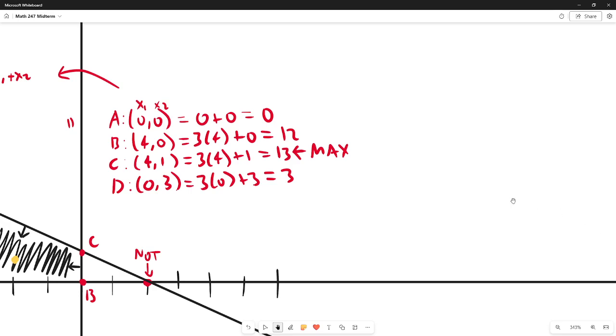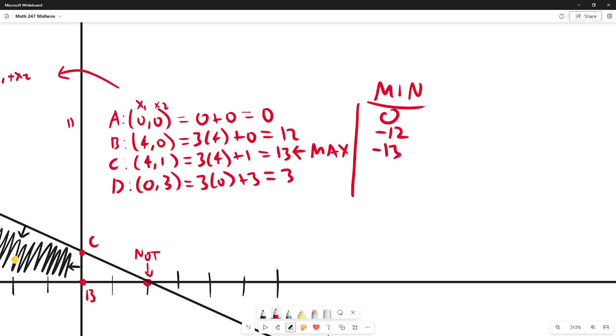Oh, no, okay. So yeah, remember, the minimum is the negation of the maximum's values. So if I go here, min, this would be 0, negative 12, negative 13, negative 3. So negative 12 is correct.